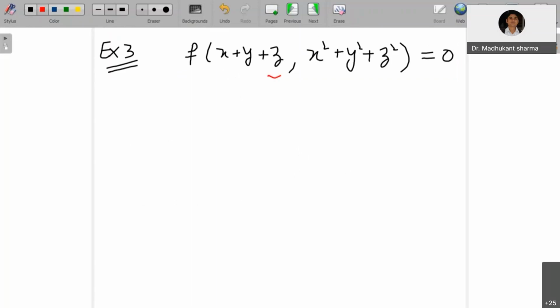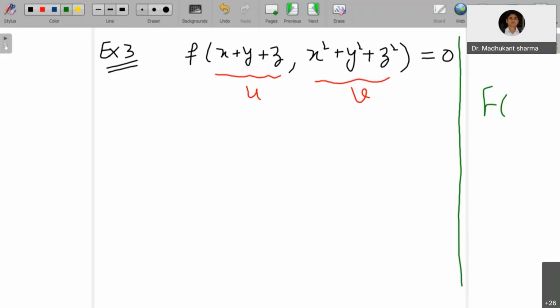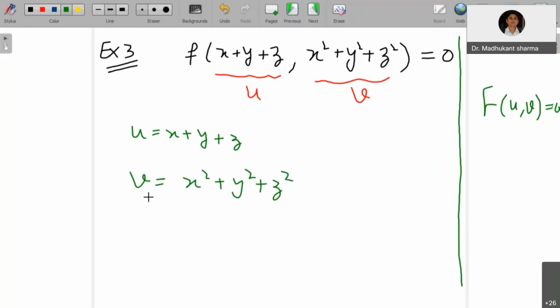So what I have suggested, you may call this a function u, and this a function v. This is an arbitrary function. We have discussed one problem when you have f of u comma v equals to 0, where u is a function of xyz and v is a function of xyz, and how to find the corresponding PDE. Here, let u equals x plus y plus z, v equals x square plus y square plus z square.